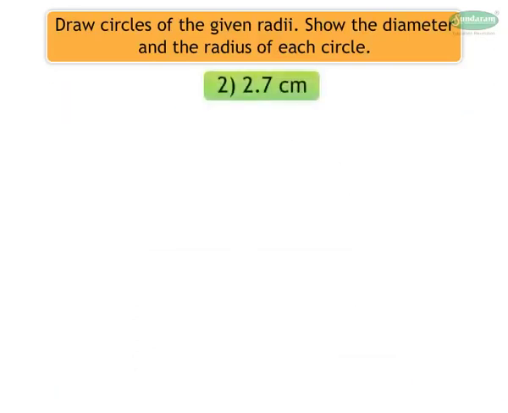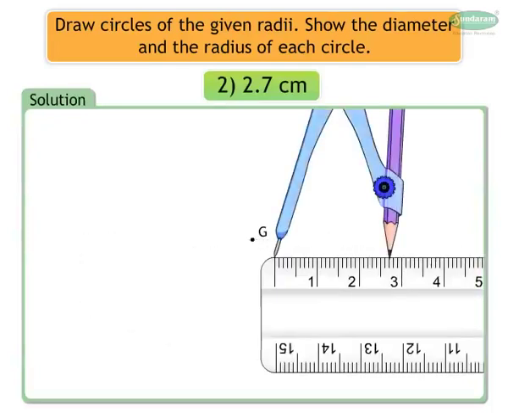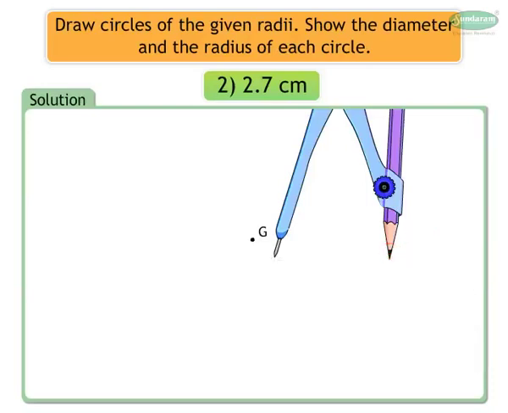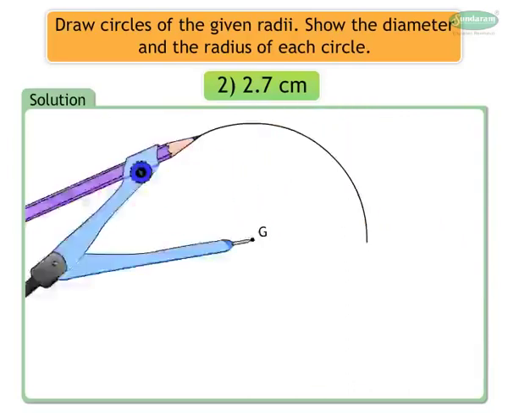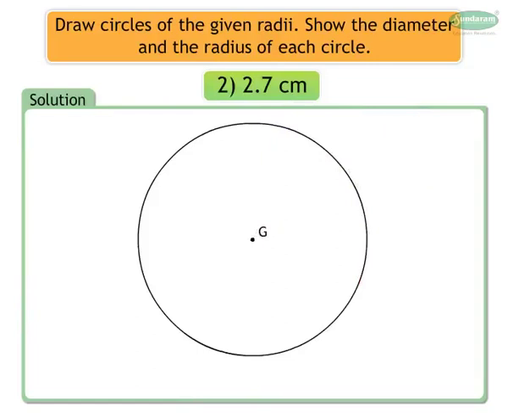Number 2. 2.7 centimeters. Solution. Place a point G on the paper. Measure the distance of 2.7 centimeters between two ends of the compass. Place the metal end on point G and draw a circle around point G. This is the required circle with radius 2.7 centimeters with center G.